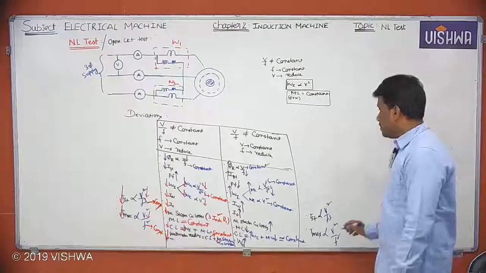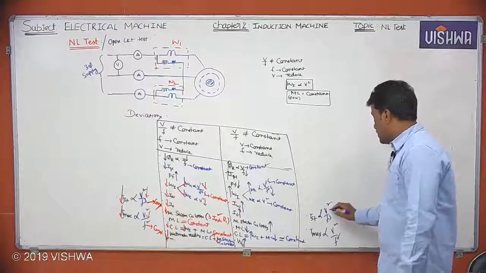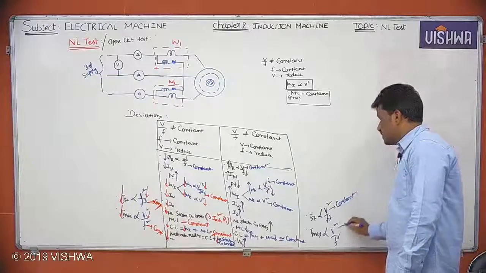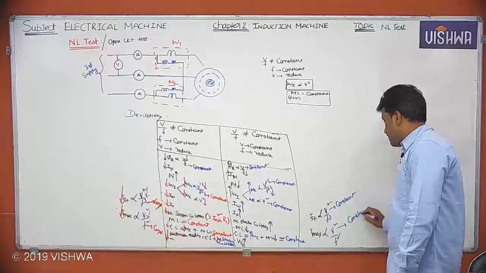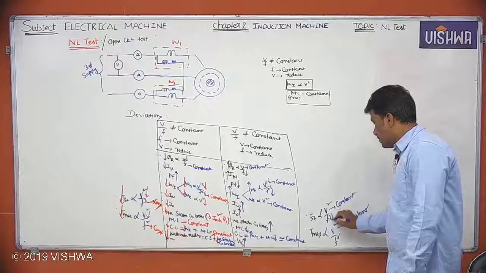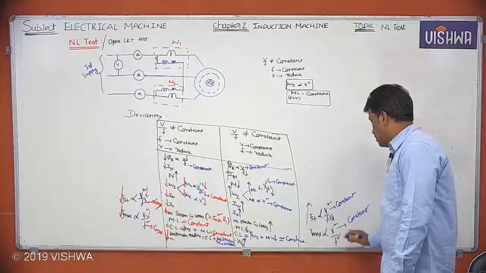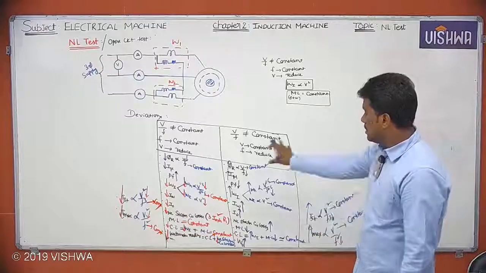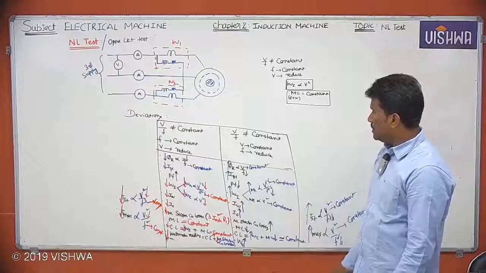Since voltage is constant here, and here also voltage is constant, if you reduce frequency, T_st will increase. If you reduce frequency, T max will increase. So these observations are very important. Please note them down.